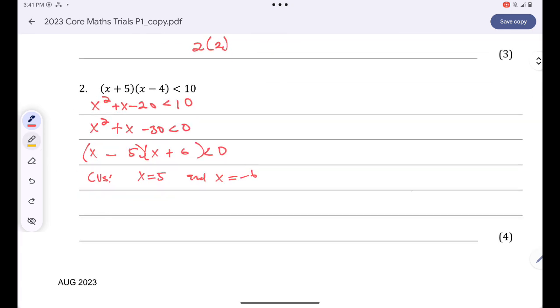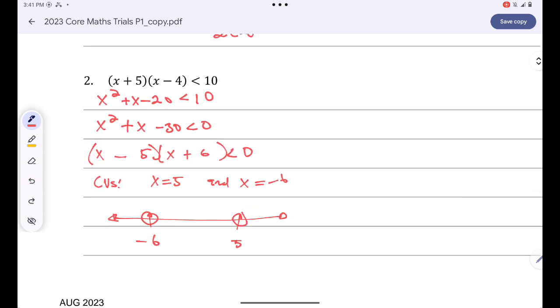After finding my critical values, I must then go and place them on the number line. On my number line, there's negative 6 and 5. Both of these critical values are not included because there's no equal sign over there. Are we together? If, guys, the coefficients of x inside my brackets have the same sign, I'll simply have a positive over there. And then immediately whenever I jump a critical value, the sign will change. From positive, it will now be negative, and then positive again.